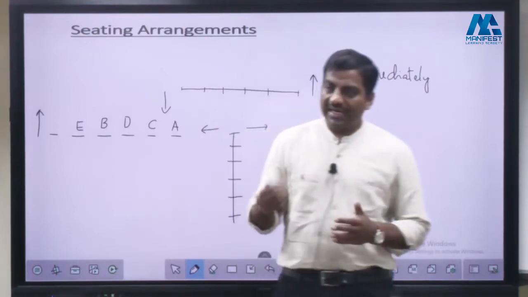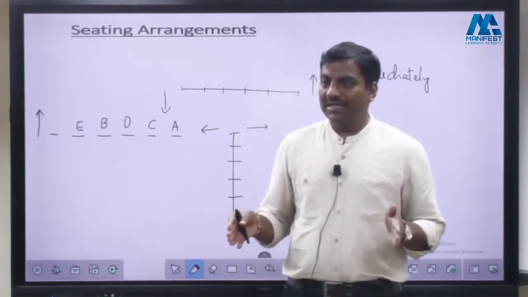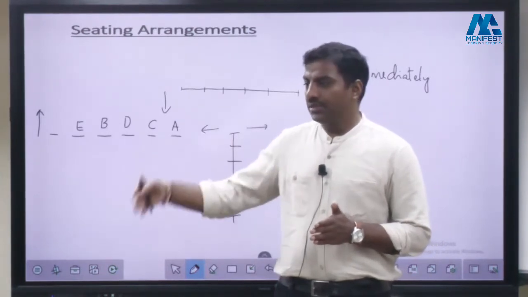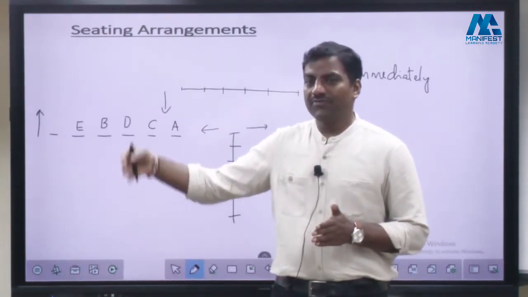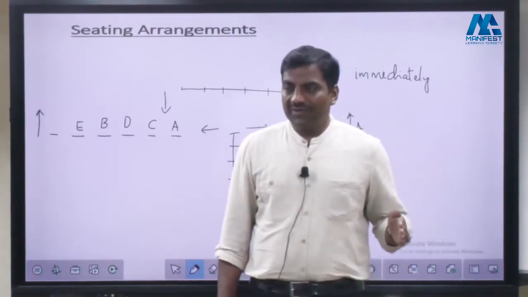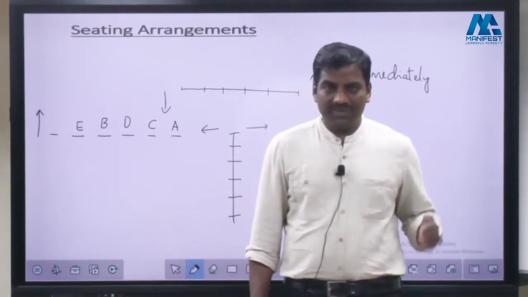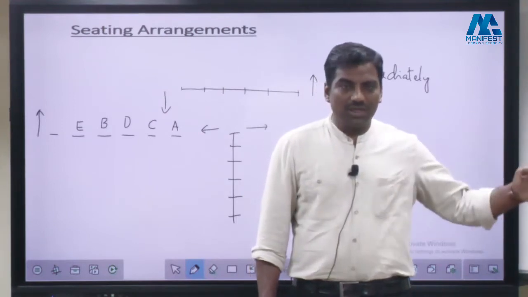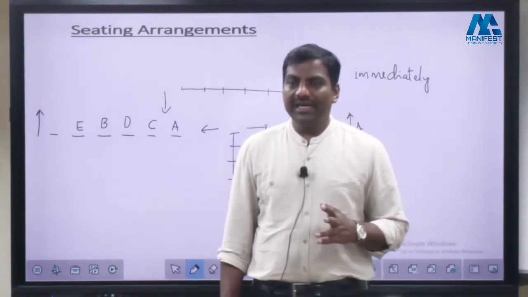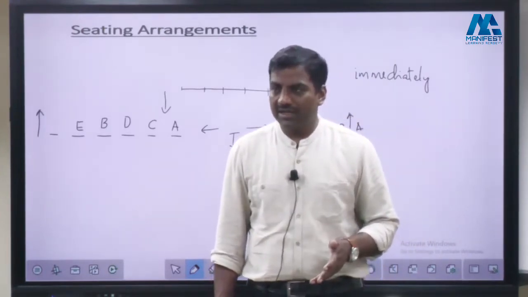One is immediate right or immediate left. They are the neighbors, immediate neighbors. Then second to the right, third to the right, similarly fourth, fifth. And first or immediate to the left of this person is this immediate neighbor. Then second to the left, third to the left, fourth to the left. This will just go on like that. Linear arrangement is very easy.